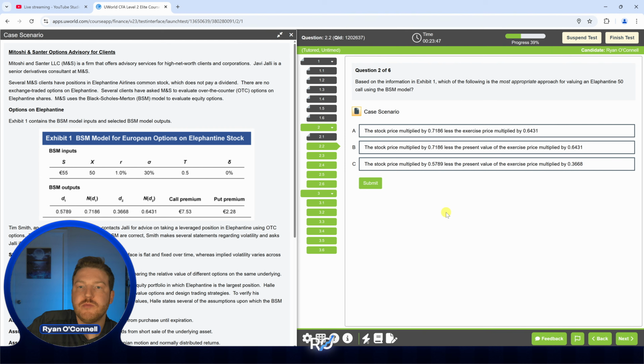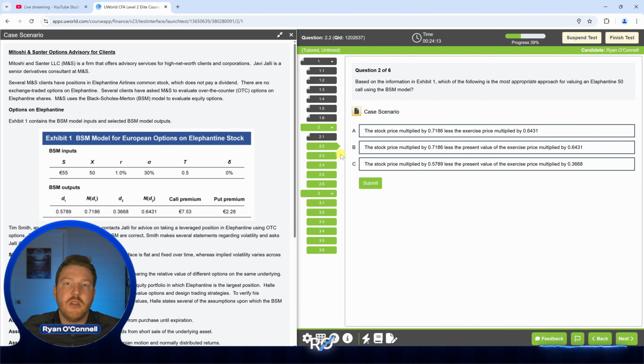Okay. For this one, we're asked, based on the information in Exhibit 1, which of the following is the most appropriate approach for valuing 50 call using the Black-Scholes-Merton model? So Exhibit 1 is right here. We have all our inputs, we have all our outputs, and then we've got these three questions, or these three possible answers.